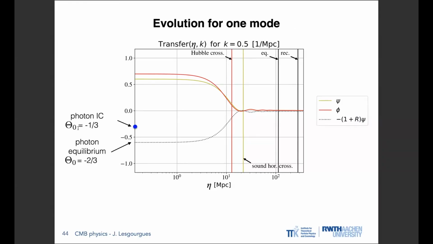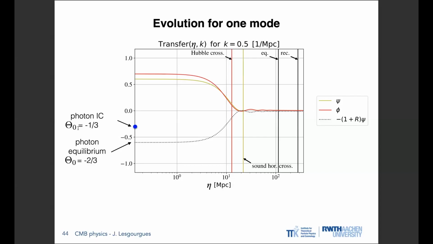And knowing psi, I can predict now what should be the point around which my photon monopole should oscillate. It should be given by this function, 1 plus r psi, where r comes from the baryon to photon ratio. So during radiation domination, r is negligible, and I just have the dotted line being minus the yellow line, minus psi, and then r grows, which makes it a bit different, but it doesn't matter much. So what is important is that we have this shape for the 0 point of the oscillations.